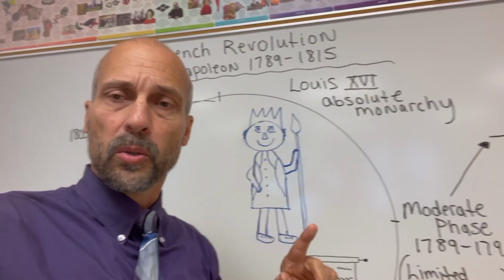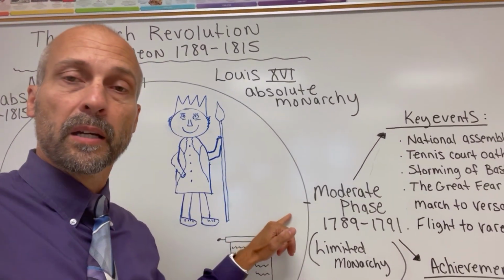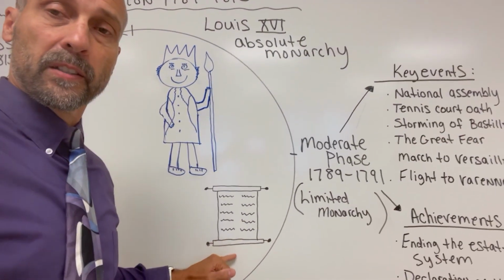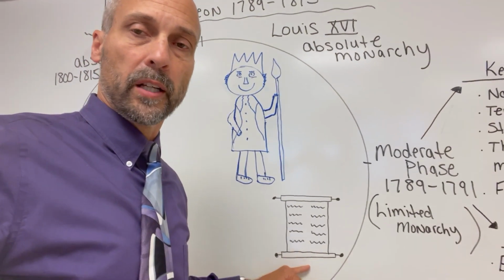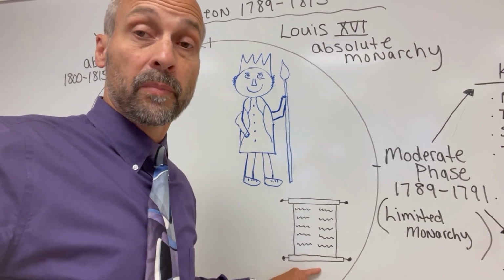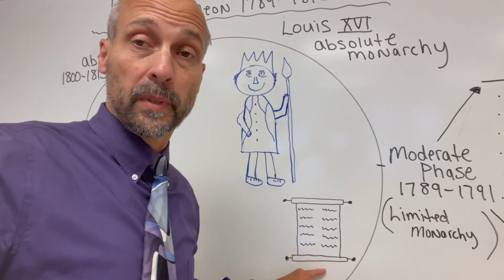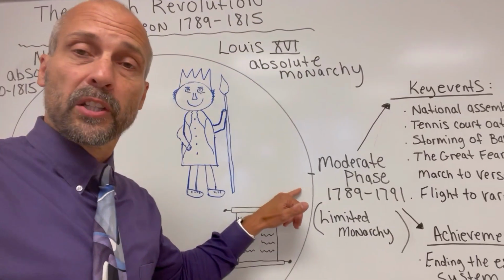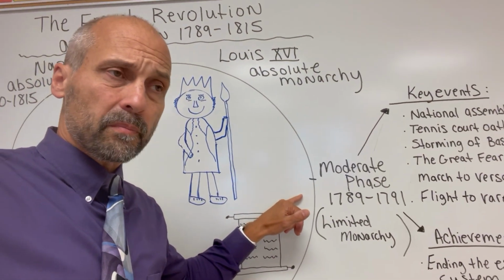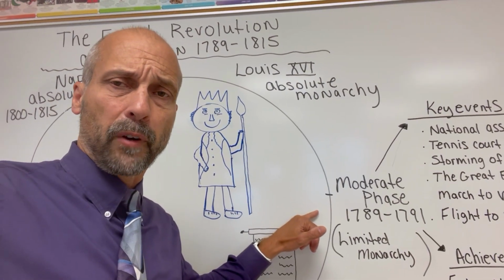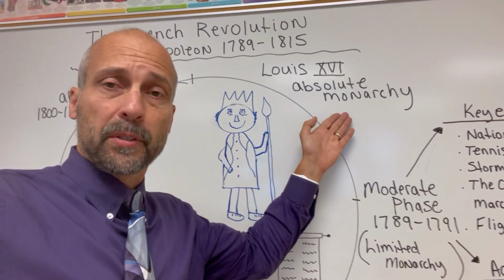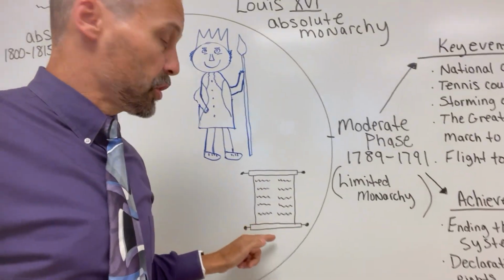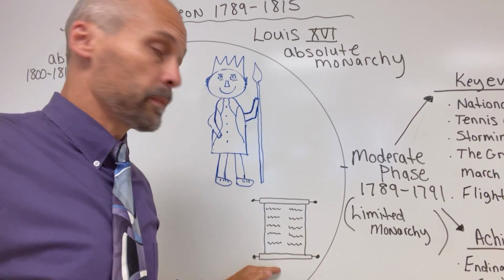My image that I used for the moderate phase of the French Revolution is this little drawing right here. Hopefully you can tell what that is. It's supposed to be a constitution. And the reason I use that as my symbol is because during the moderate phase, the big picture thing is that France went from an absolute monarchy to a limited monarchy. So I drew as my symbol the Constitution.